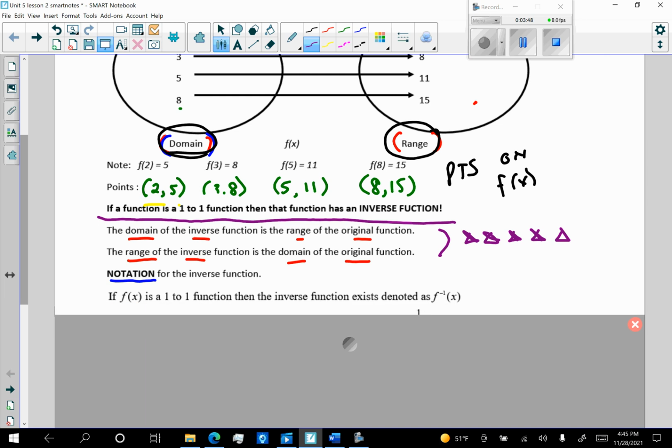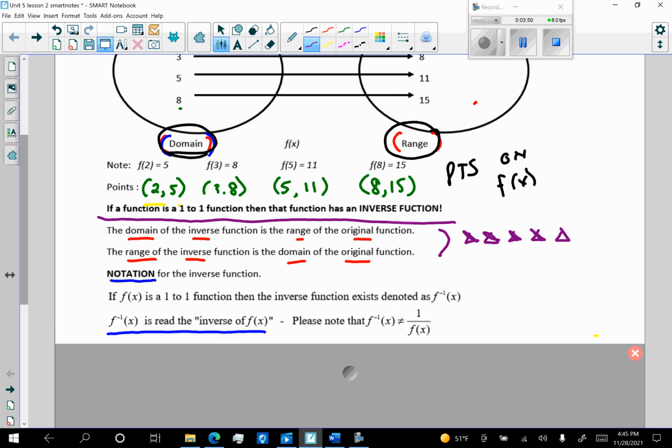The notation for the inverse function is kind of funky. If f of x is a one-to-one function, then the inverse function exists, and it is denoted by f of -1. We call this the inverse of f of x. And what we need to realize is that f to the -1 does not equal 1 over f of x.